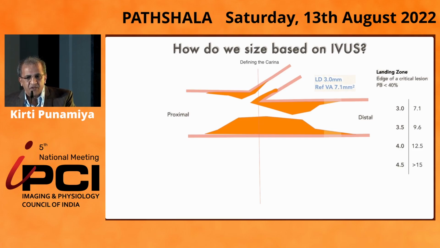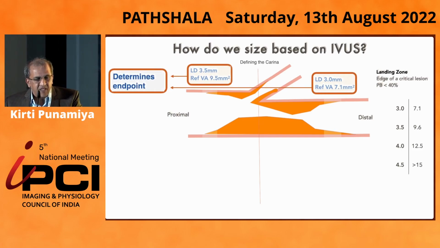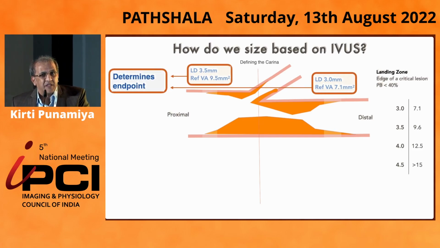area or a band which has less than 50% or 40% plaque burden. That's a landing zone distally in this case, which defines a luminal diameter of 3, an area of 7.1. You do the same proximally, and you get a larger area because there's a branch. Now, once you've decided that, you know that this is going to determine endpoints. Endpoints means your angioplasty is going to be planned in a way that you meet a certain endpoint before you start, and that's the whole idea.